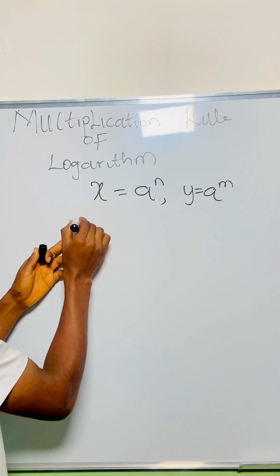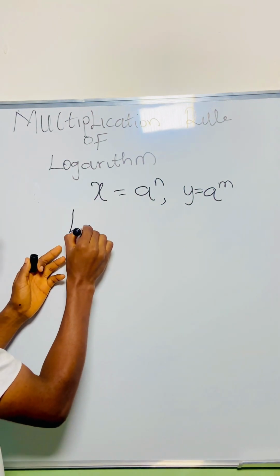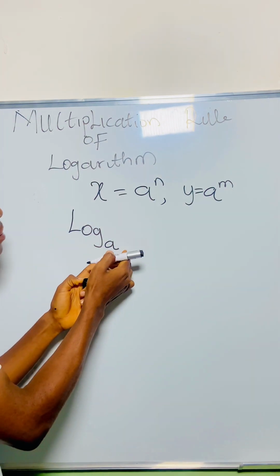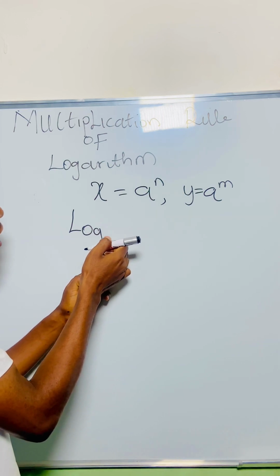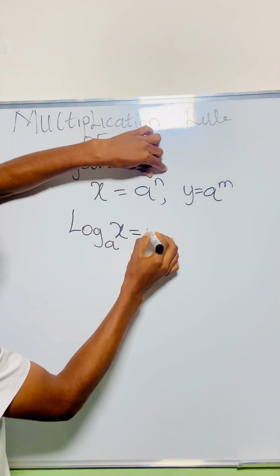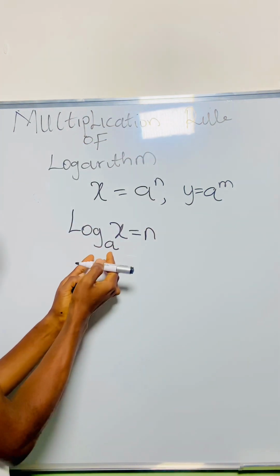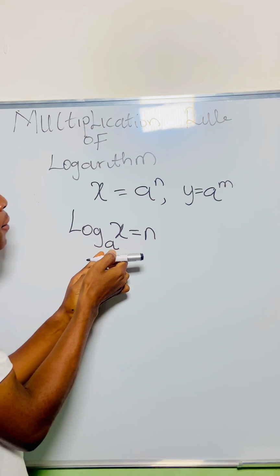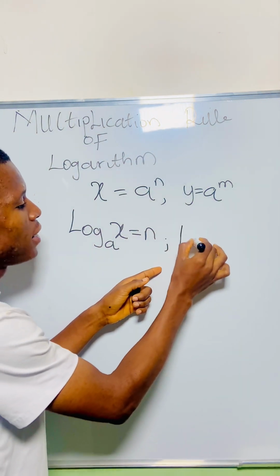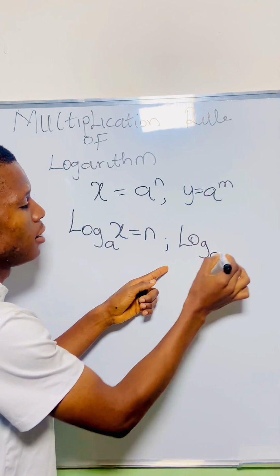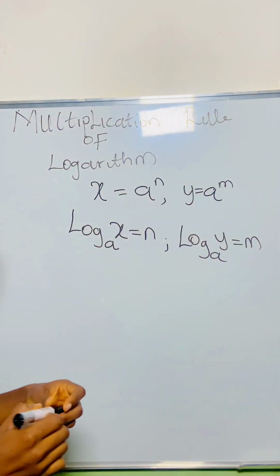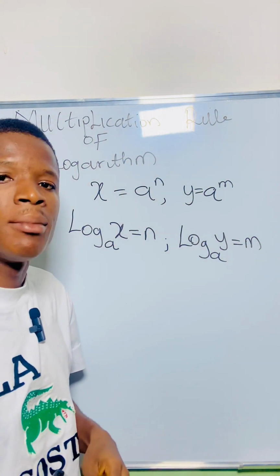So for the first one, to put it in its logarithm form, we have logarithm to the base of a. That means, how many times can we raise a to get x? The number of times we can raise that is what? n. That is, we can raise a to the power of n to get x. The same thing applies to the second one. We have the logarithm to the base a of y is equal to m. These statements are the same if we put them in their logarithm form.